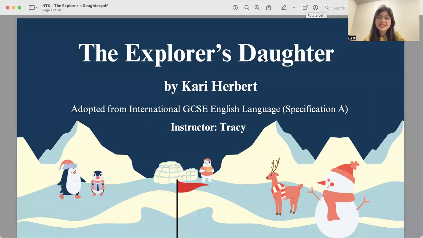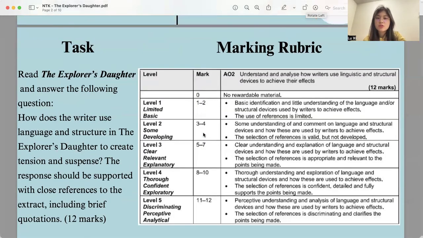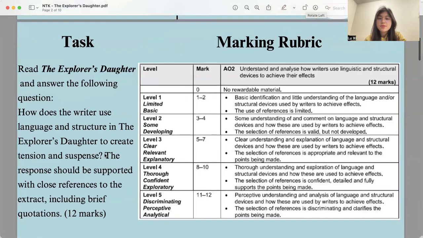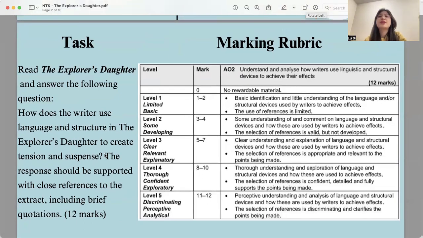So, in today's lesson, we're going to explore the article, The Explorer's Daughter. I'm sure that all of you have already read the article, but you might not understand the intricacies or some of the details because of the complicated vocabulary or sentence structures, etc. So in today's lesson we're going to reread the article, so it's going to be a very good opportunity for you to familiarize yourself with the article.